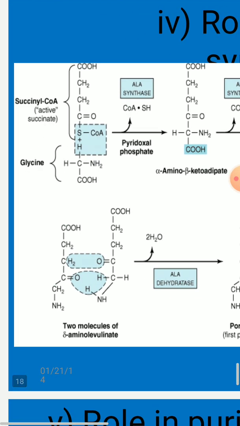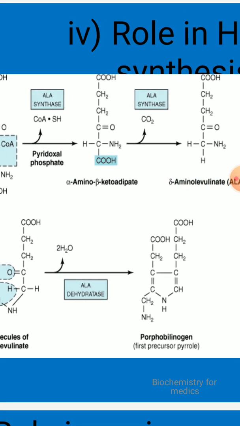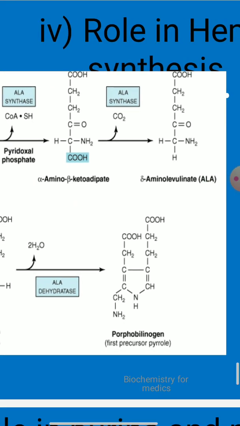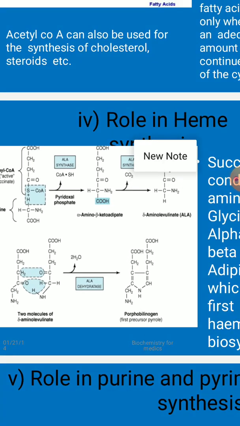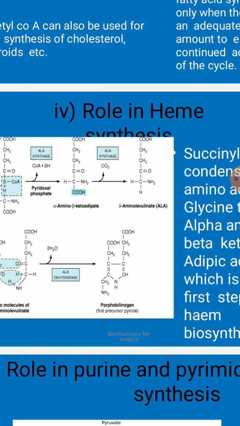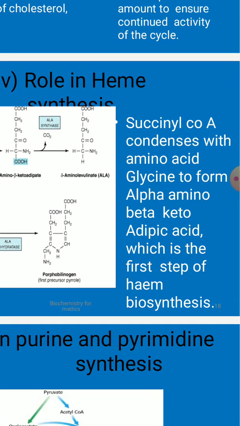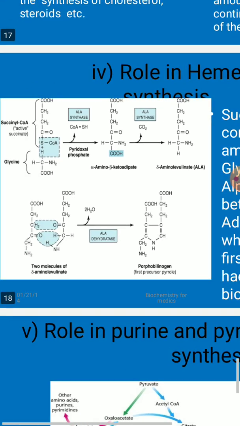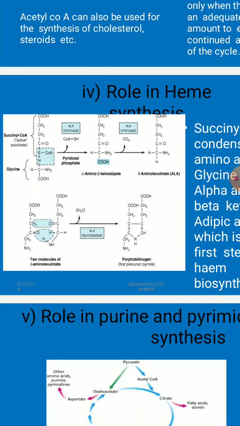After that, two molecules of delta aminolevulinate condense, catalyzed by ALA dehydratase, which is a zinc-based enzyme, to form porphobilinogen, a very important molecule for the synthesis of heme. So the first step in heme biosynthesis is the formation of alpha amino beta keto adipate. I have shown you in this slide how succinyl CoA is involved in the synthesis of heme by condensing with the amino acid glycine.